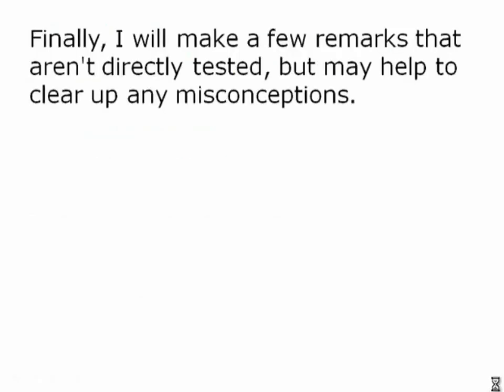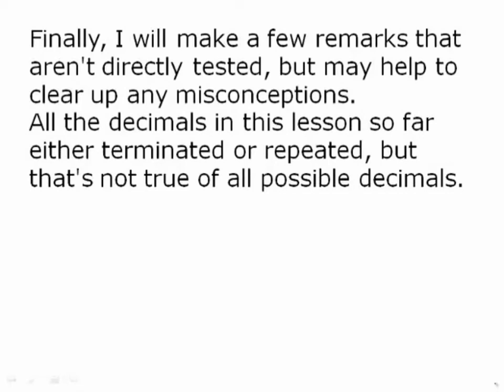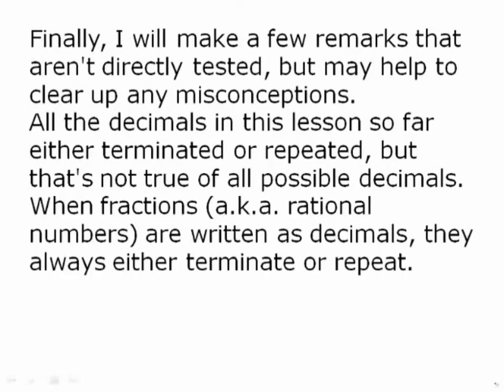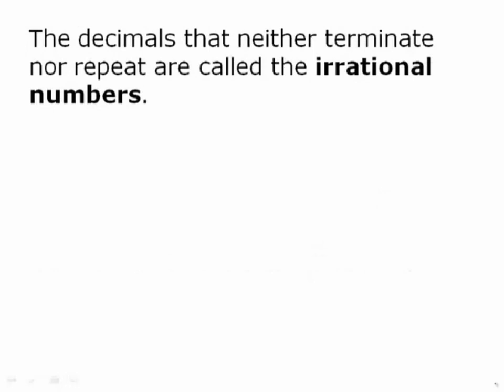Finally, I will make a few remarks that aren't directly tested, but may help to clear up any misconceptions. All the decimals in this lesson so far either terminated or repeated, but that's not true of all possible decimals. When fractions, aka rational numbers, are written as decimals, they always terminate or repeat. That part is true. The decimals that neither terminate nor repeat are called the irrational numbers, the numbers that can't possibly be written as a ratio.